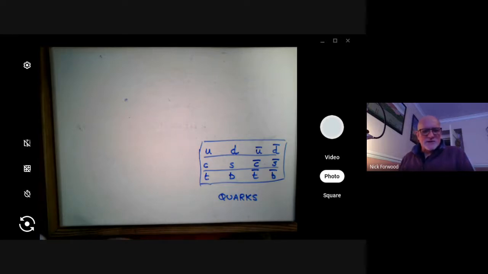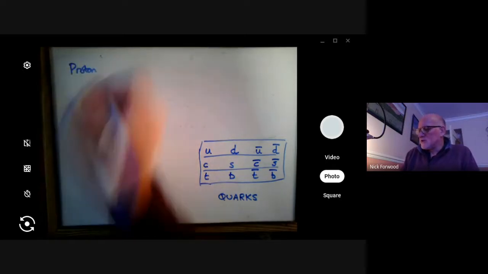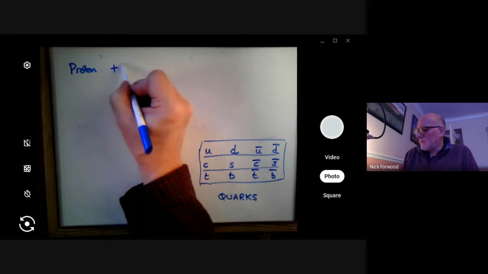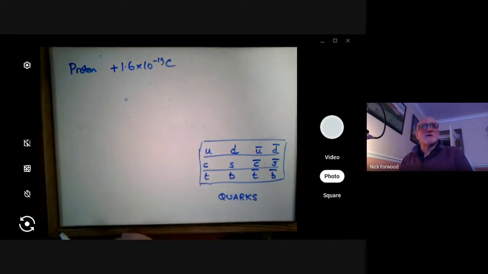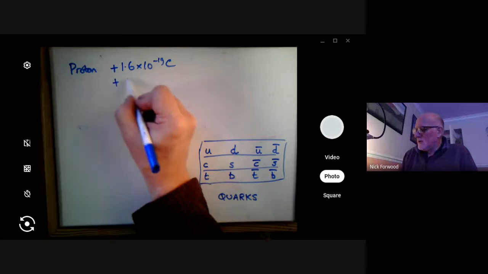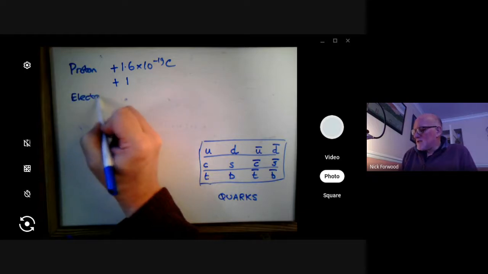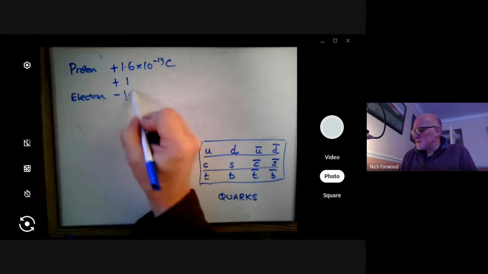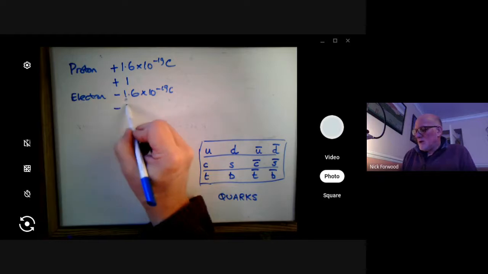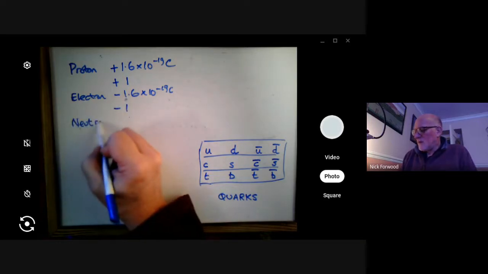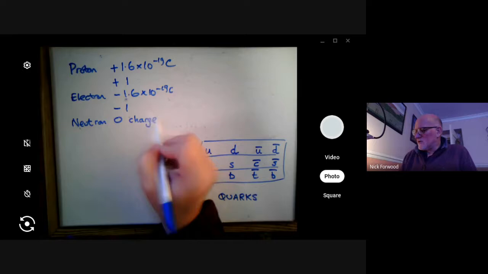Okay, so let's have a look at a proton. Now we know a proton has a charge, and it has a charge of plus 1.6 times 10 to the negative 19 coulombs, sometimes just called plus 1. We've got our electron, which has a charge of minus 1.6 times 10 to the negative 19 coulombs, sometimes just called minus 1. And we know that a neutron has 0 charge. So these are relative to each other.